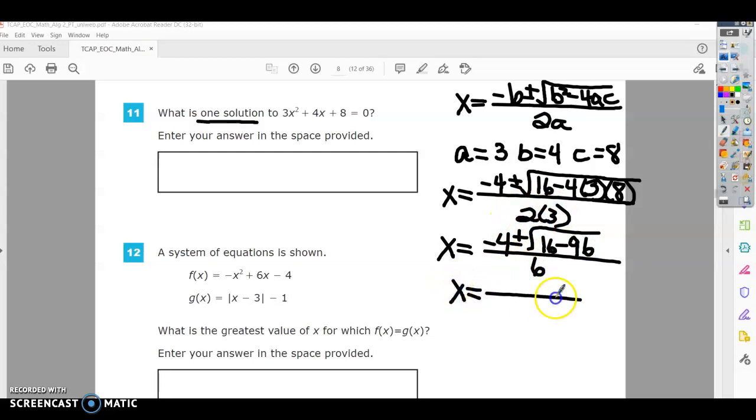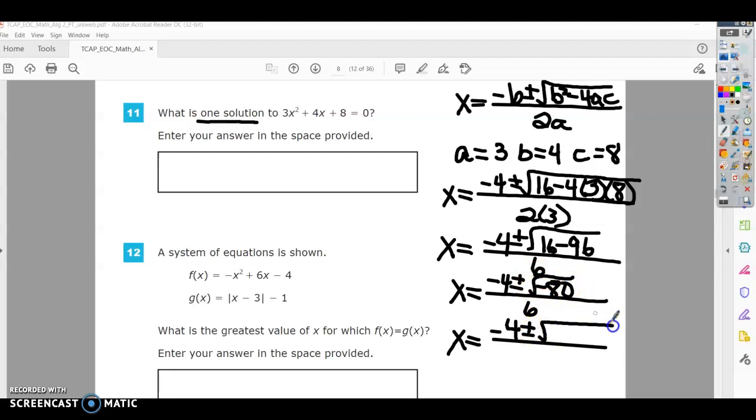And again, I'm still just simplifying. So negative 4 plus or minus, now I'm going to do 16 minus 96, and that gives me the square root of negative 80. All right, so negative 4 plus or minus, I'm going to simplify 80. I need a perfect square because when I have a square root, if I have a perfect square, it comes out. All right, 80 is not a perfect square. But I know that 16 is, and 16 times 5 is 80.